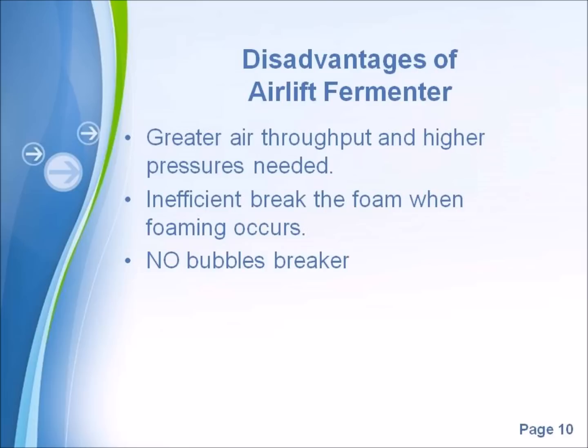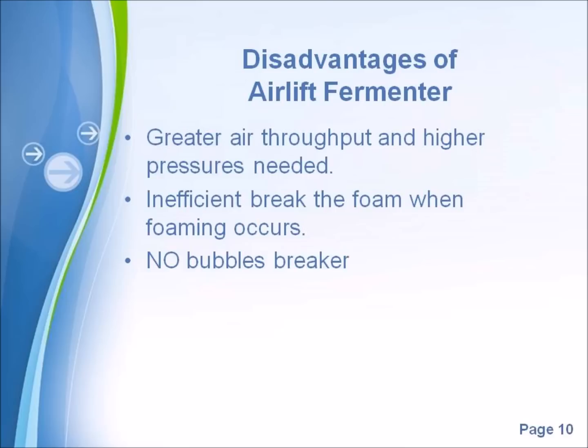The agitation in the airlift bioreactor is controlled by the supply air. To adjust the supply air, higher pressure is needed. And if higher pressure of air is needed, then more energy consumption is needed, and more cost must be paid.